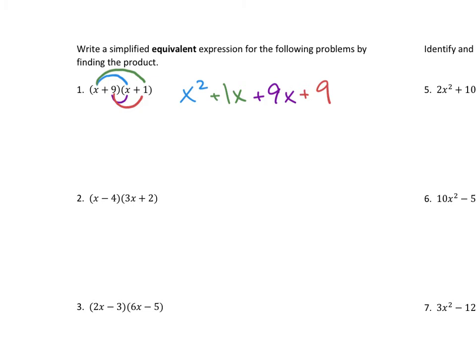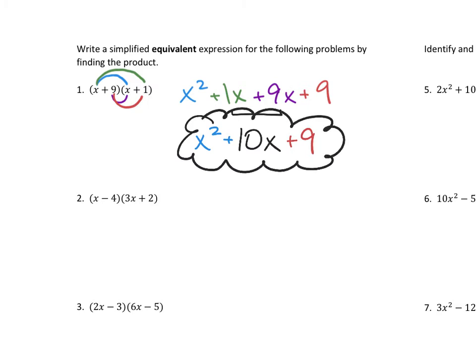I've multiplied everything. Hopefully, again, you notice that my like terms here are in the center, so I can add those two things together. That's going to be 10x. And then just float down my constant and my x squared term, and know that that is the equivalent product for those two binomials that are being multiplied together.